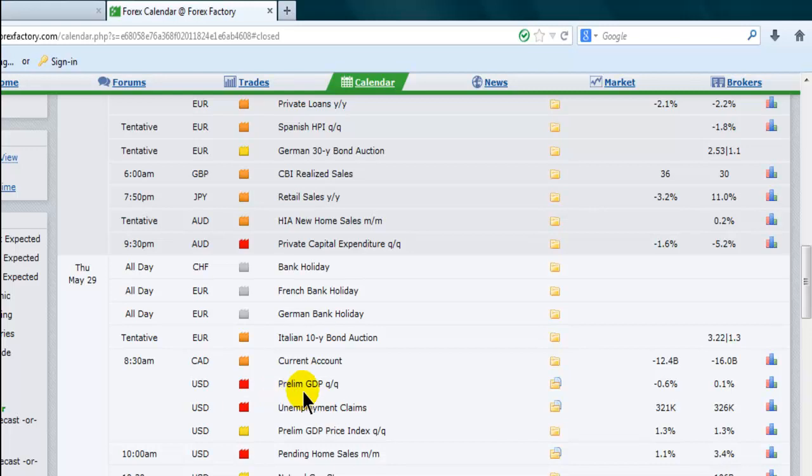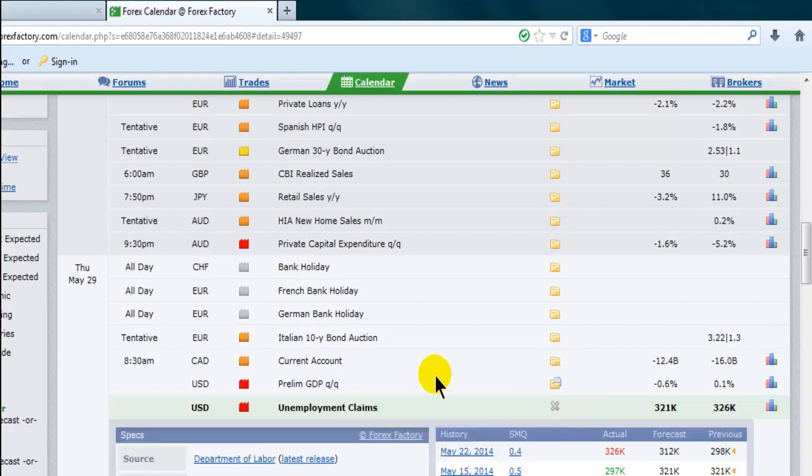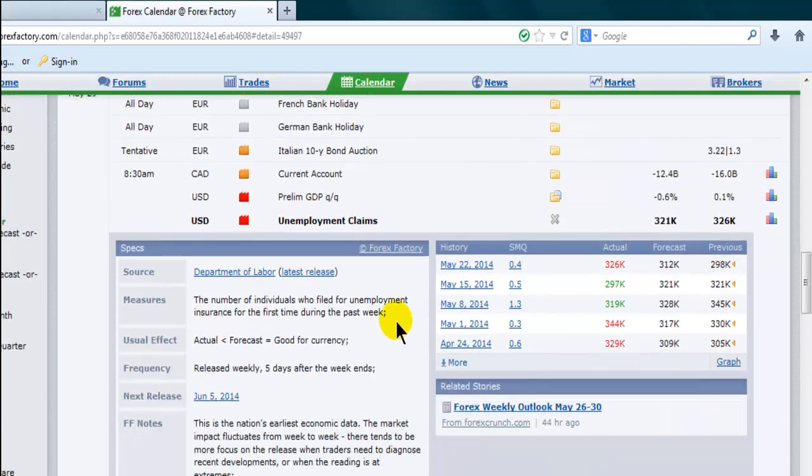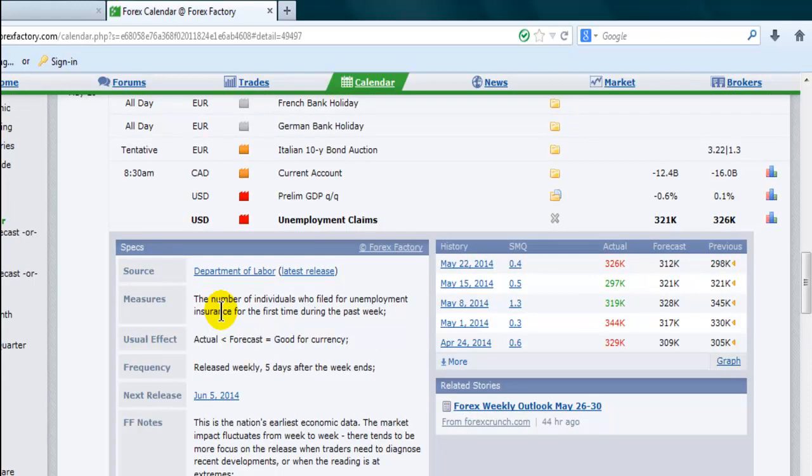If you want to know what it is about, let's go and read it, so you don't take my word for it. Take Forex Factory's word for it. Let's go to Forex Factory again. And here we are. Let's read it. The number of individuals who filed for unemployment insurance for the first time during the past week. Unemployment claim numbers for the last week.